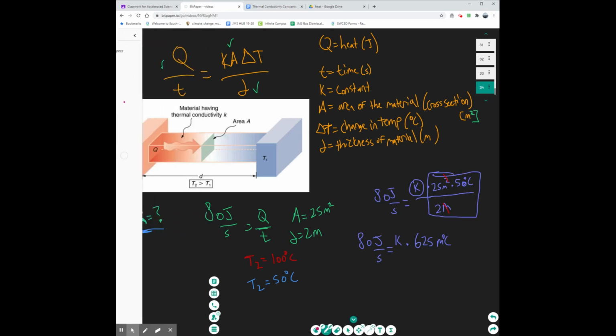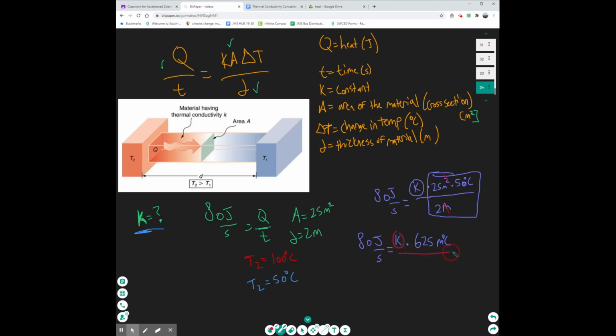How do we do that? In order to solve for K, we are going to need to divide by 625 meter degrees Celsius on both sides. So 80 divided by 625 is going to be equal to K. You can already see that our number is going to be exceptionally small. 80 divided by 625 is 0.128, and that's going to be equal to K.